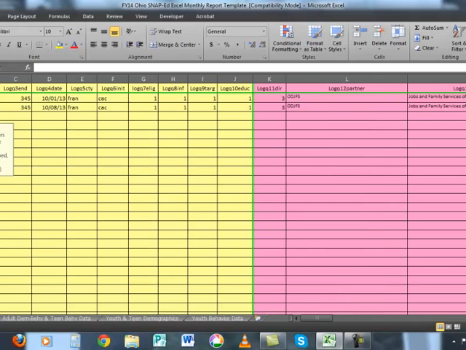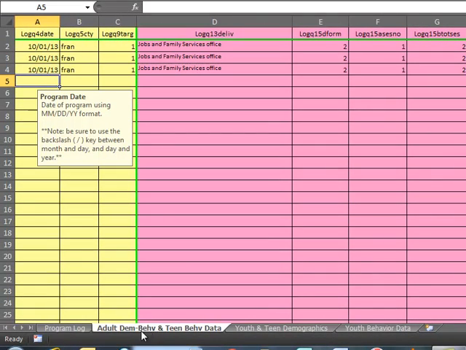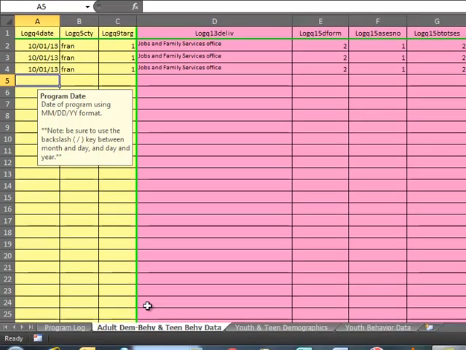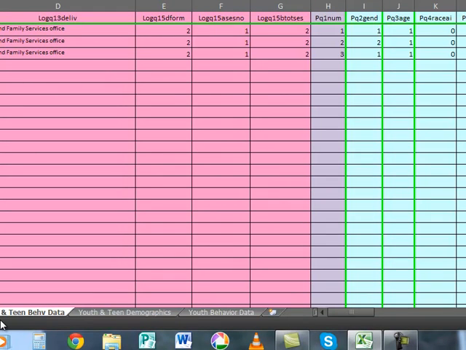So, as you can see, when I fill out the program log tab, there's 1 row for each program log. And I am finished with the program log for this program. Now instead of demographic behavior on the demographic form, I have the retrospective surveys for my plate. They do get entered on the same tab as the demographics, which is the adult demographic and behavior and teen behavior data tab. The way that the tab is set up, the demographic information comes before the retrospective information.